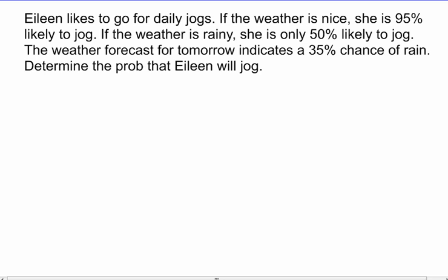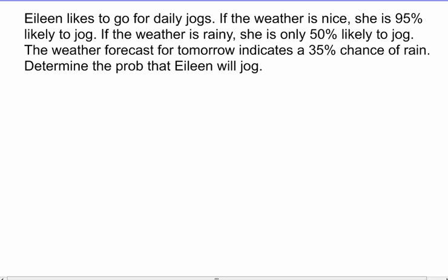If the weather is nice, she is 95% likely to go for a jog. If the weather is rainy, she is only 50% likely to go for a jog. The 5 kilometers does nothing to the question. The weather forecast for tomorrow indicates a 35% chance of rain. Determine the probability that Eileen will go for a jog.